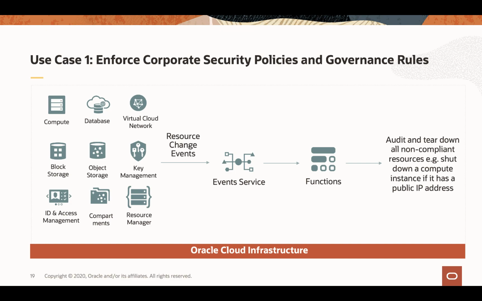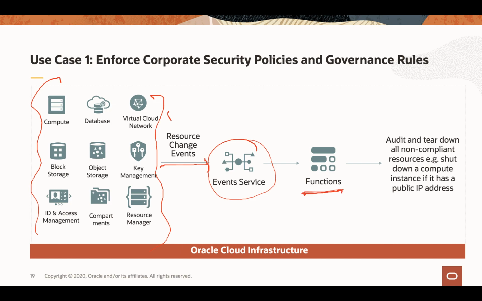So you have various different resource types, and the resource change events should send that event to the event services. And then on that, you use Oracle functions to run that, okay? And you use that to send it to the Oracle functions, which will take an action on top of it. So it can audit and tear down all non-compliant resources, for example, shutting down your compute instance if it has a public IP address, okay?